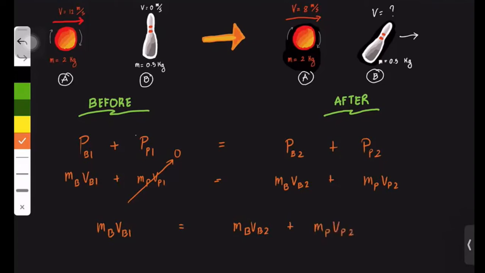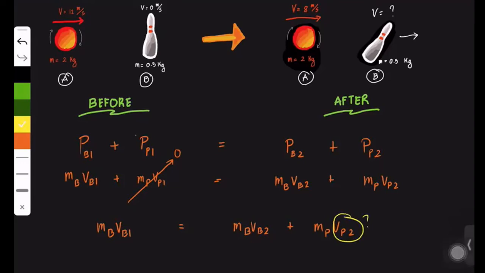Again, let me remind you, m b is the mass of the ball, and v b 1 is the velocity of the ball before the collision. Then we have m b, the mass of the ball, v b 2 is the velocity of the ball after the collision, plus m p, the mass of the pin, times v p 2, the velocity of the pin after the collision. We are tasked to solve for this one.